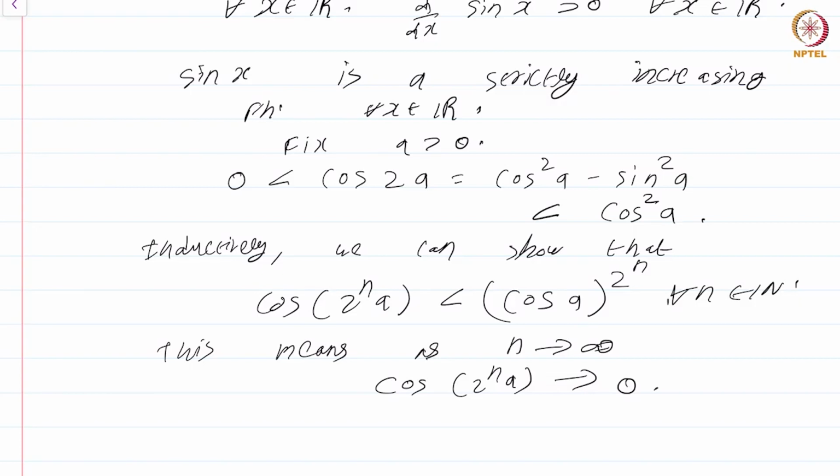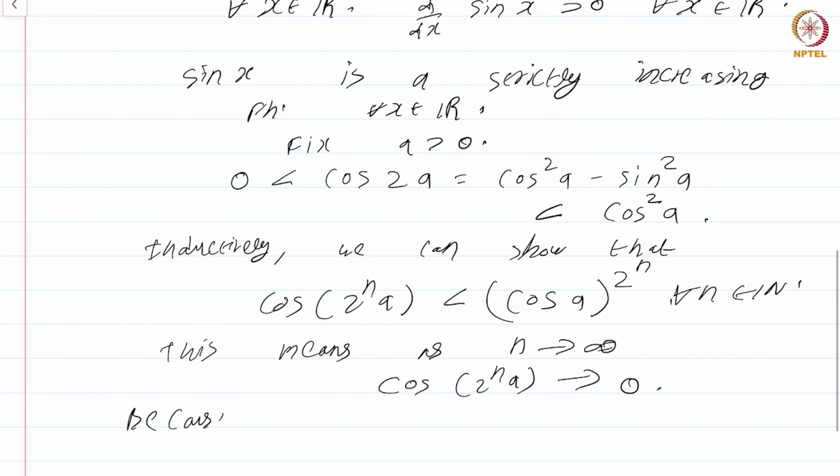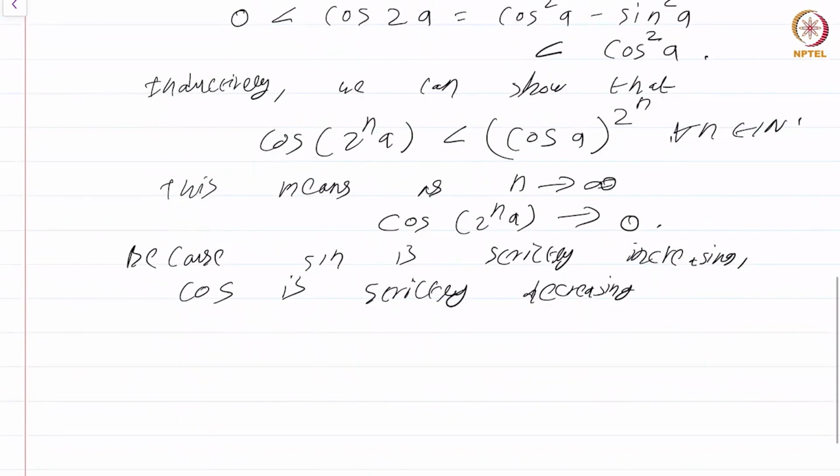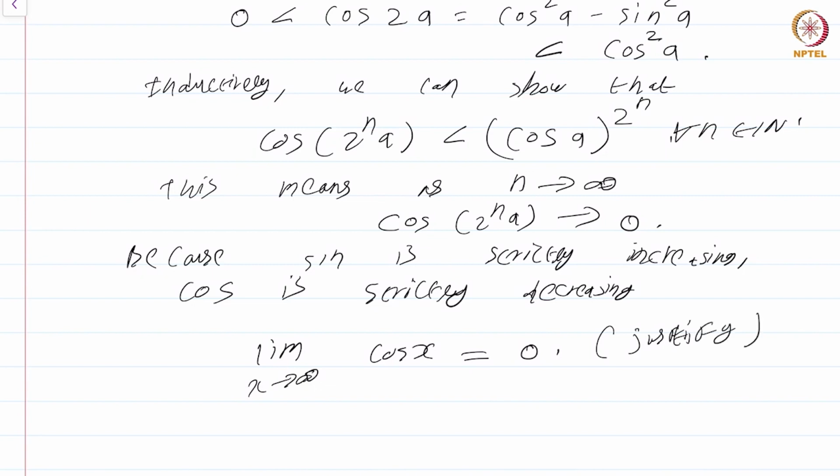Okay, now because sine is strictly increasing, cos is strictly decreasing, we can use the fact that cos 2^n a goes to 0 to conclude that the limit as x goes to infinity of cos x itself is equal to 0. Okay, justify. This is fairly easy because the key step is the fact that cos is strictly decreasing.